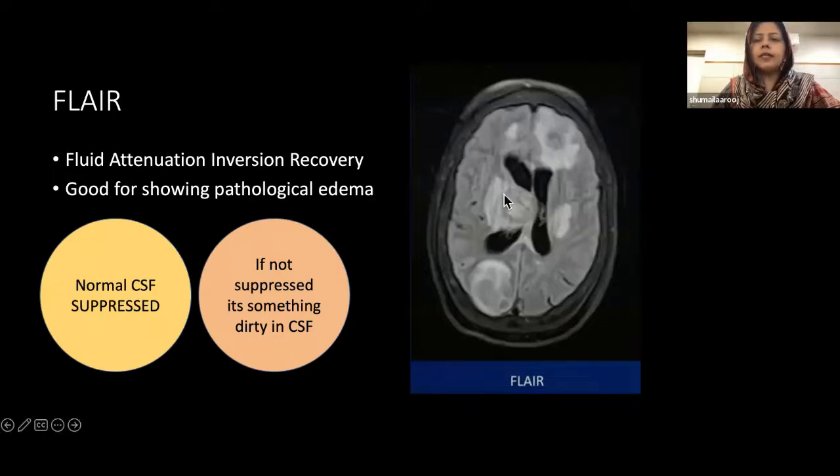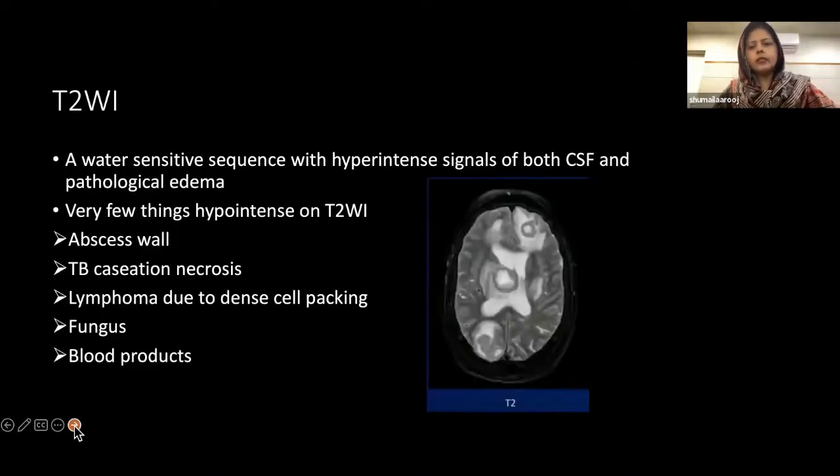If it had been a T2 weighted image, it would have been difficult to differentiate between normal CSF and pathological edema. On FLAIR, the normal CSF is suppressed. These are important points you have to keep in mind: normal CSF is suppressed on FLAIR images because it is attenuating fluid, as the name says, fluid attenuation. If it is not suppressed, then it means there is some dirty CSF or some pathological edema in this region.